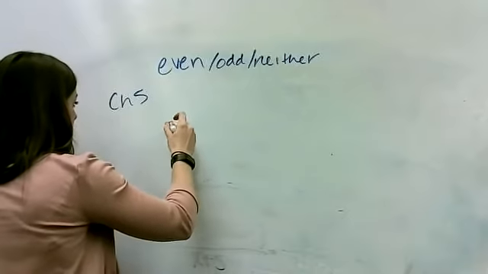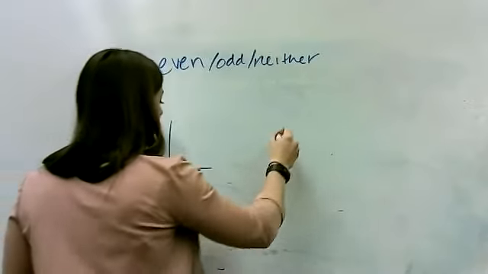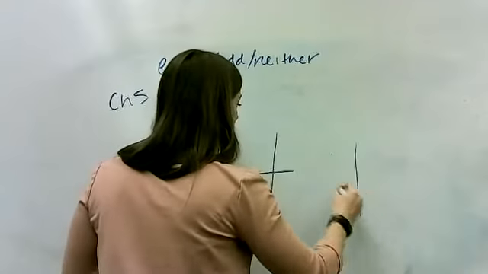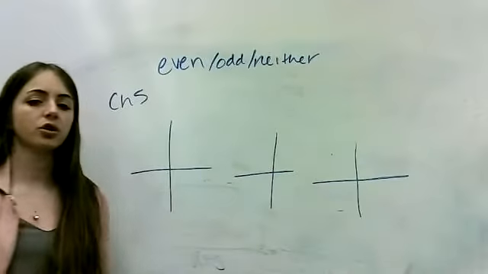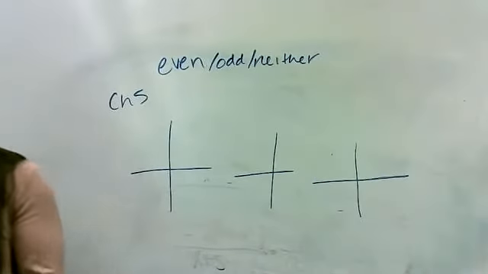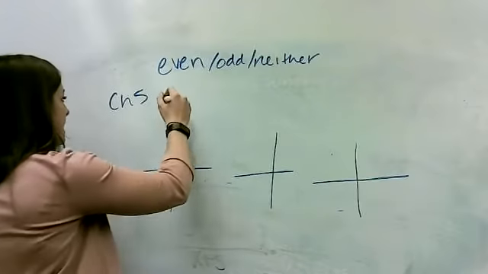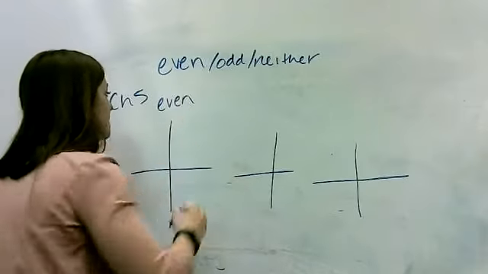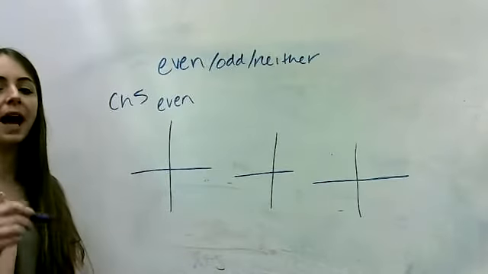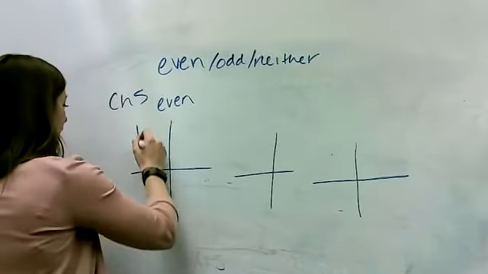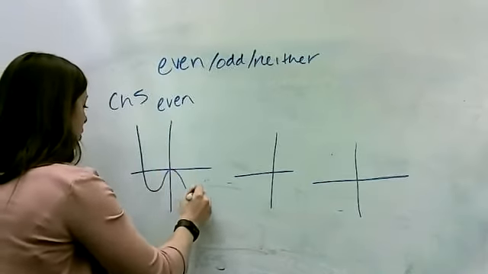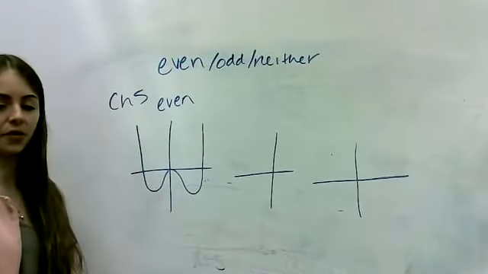So let's put 3 graphs up on the board. We're going to talk about what this looks like algebraically, but also graphically. Okay, so if a function is even, that means it has symmetry about the y-axis. So I have something like this that goes and has the exact same thing on the other side.